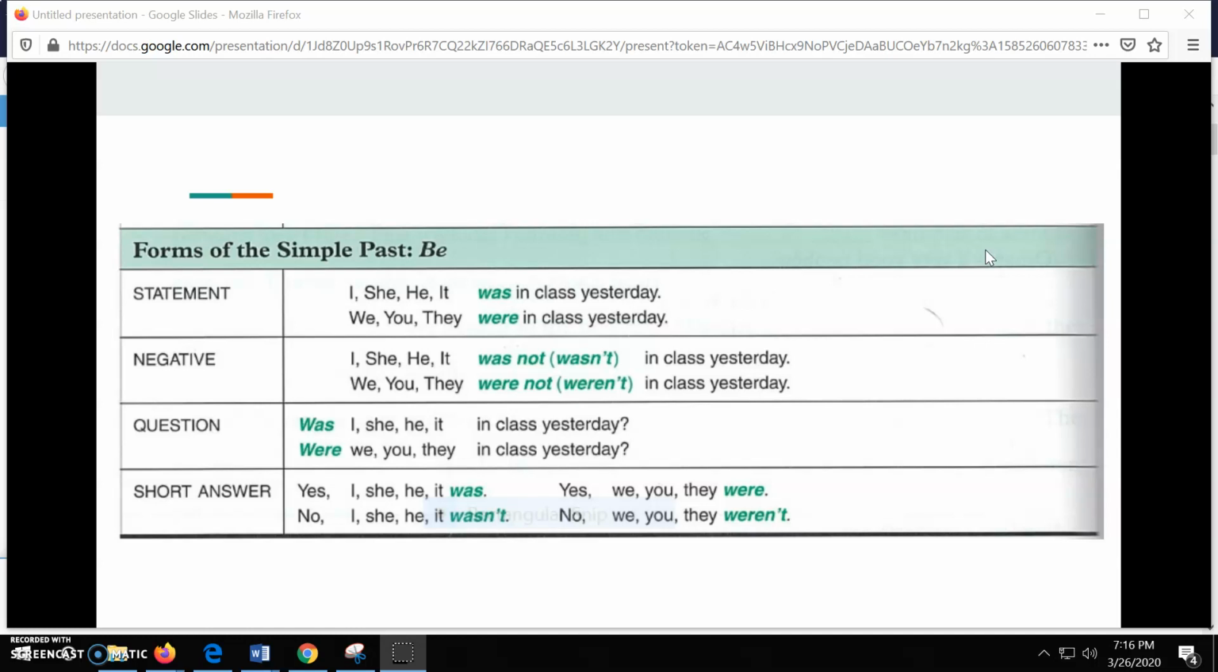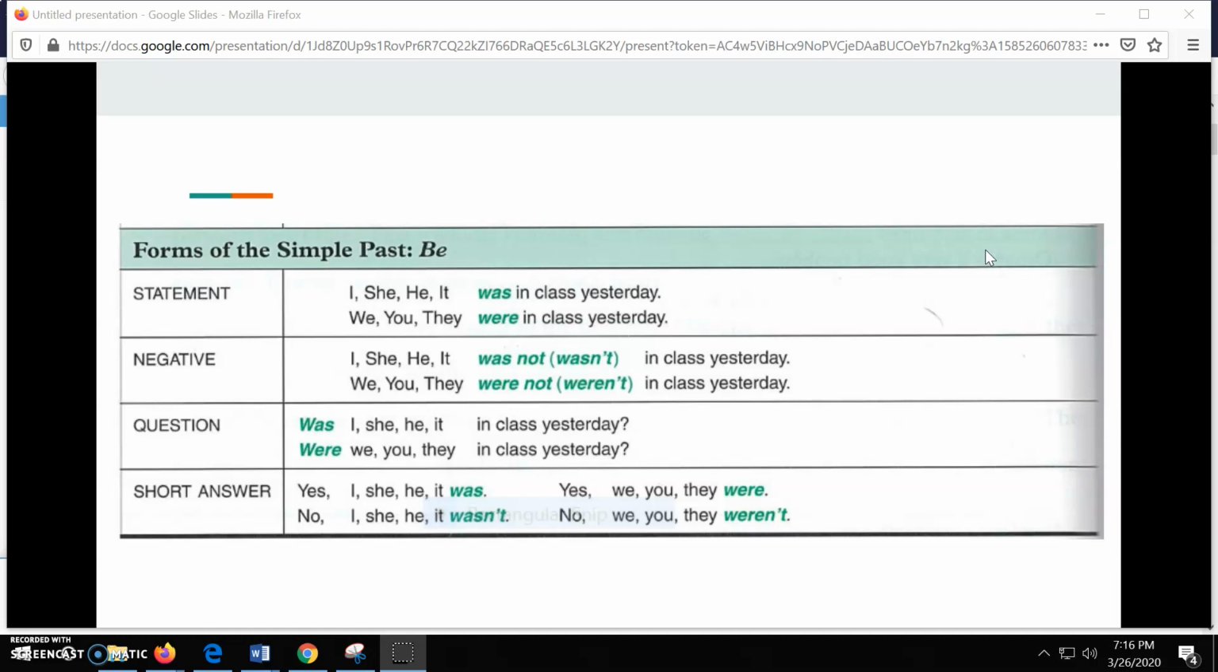The negative forms would be was not and were not. There are two contractions, wasn't and weren't, that you could use when you speak English. So, I wasn't in class yesterday. She wasn't in class yesterday. He wasn't in class yesterday. It wasn't in class yesterday. And then a few statements with weren't. We weren't in class yesterday. You weren't in class yesterday. They weren't in class yesterday.